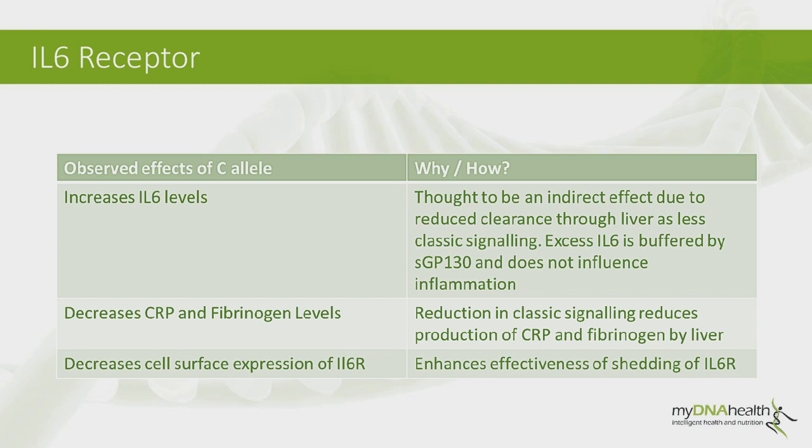So I've laid out a table here of some of the observed effects of the C allele, which is one of the alleles, so one of the different changes, and it can lead to an increase in IL-6 levels, and this is thought to be an indirect effect due to reduced clearance through the liver, and that excess IL-6 is buffered by the soluble GP130 and does not influence inflammation, remember. It also leads to a recognised decrease of CRP, so C-reactive protein, and fibrinogen levels, so it reduces that classic signalling as well. And reduces the CRP load and fibrinogen load from the liver, and it decreases the cell surface expression of interleukin-6 receptor and really enhances the effectiveness of the shedding of the IL-6 receptor.